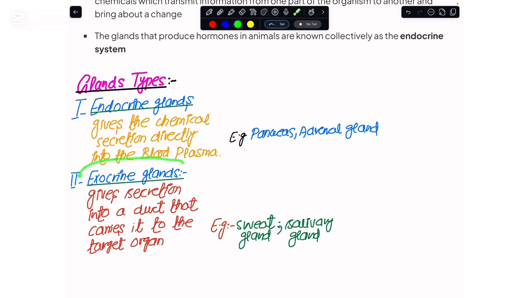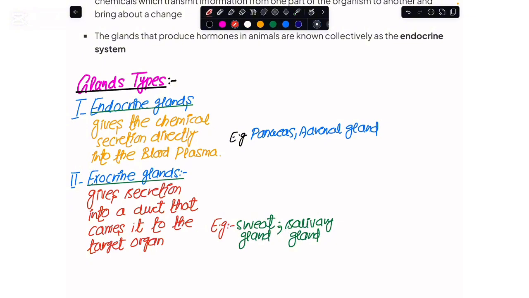If I were to talk about the exocrine glands, they give a chemical secretion, and that secretion is carried to the target organ. This is not done with the blood, but with the help of a tubular structure that they have, which is the duct. Some examples of exocrine glands are the sweat gland and the salivary gland.